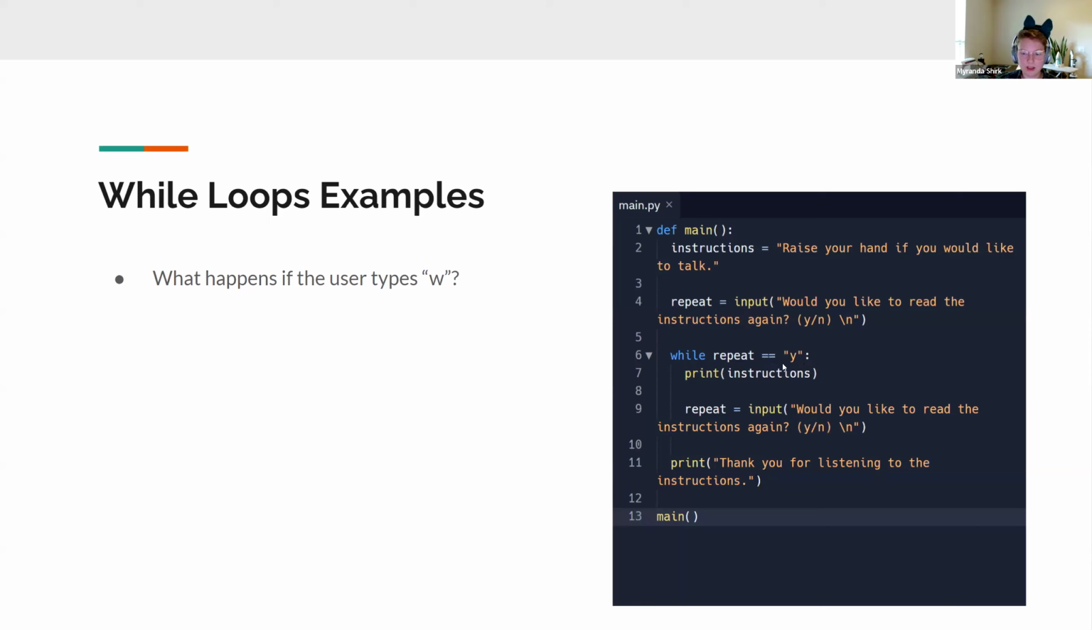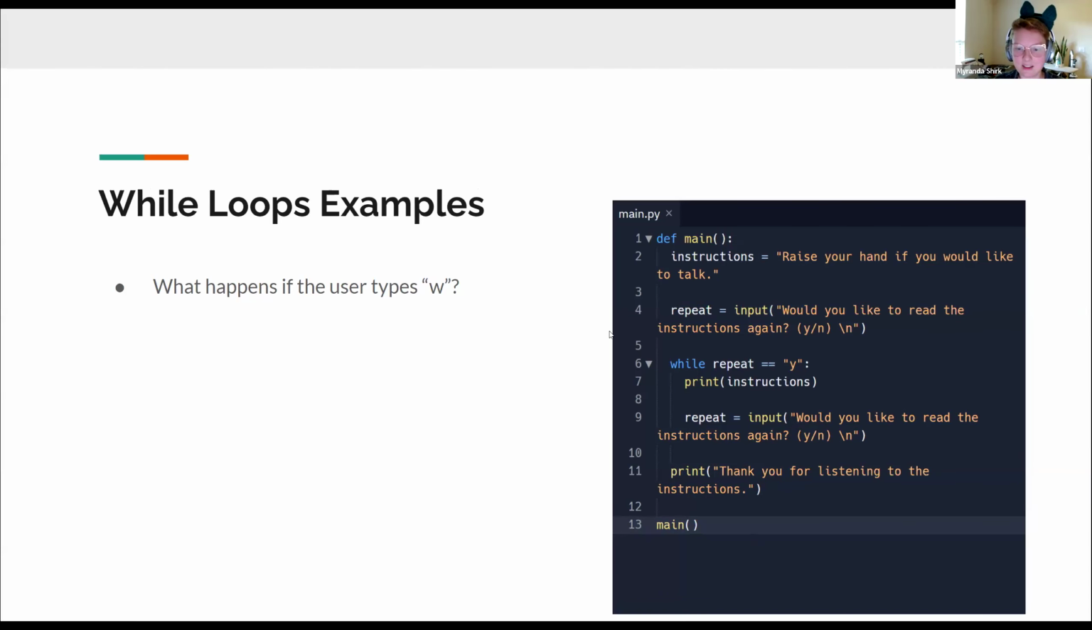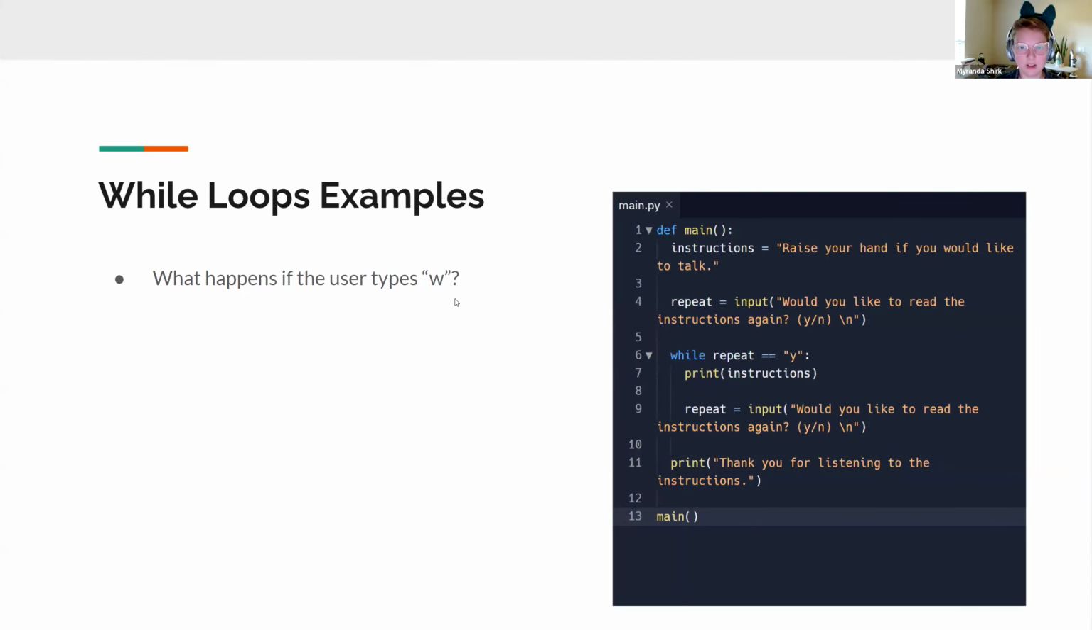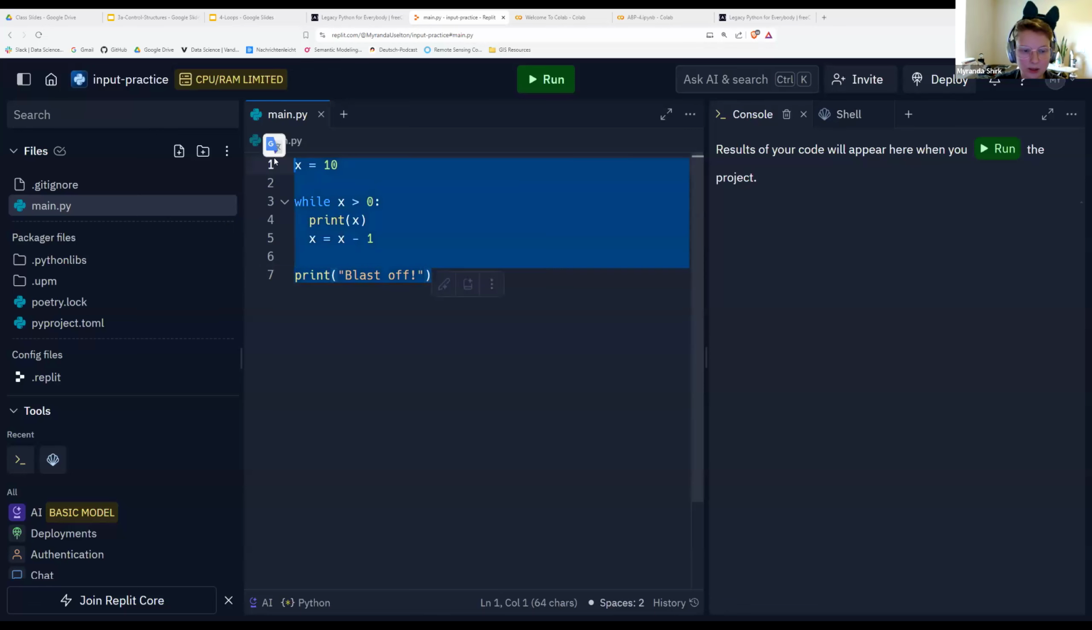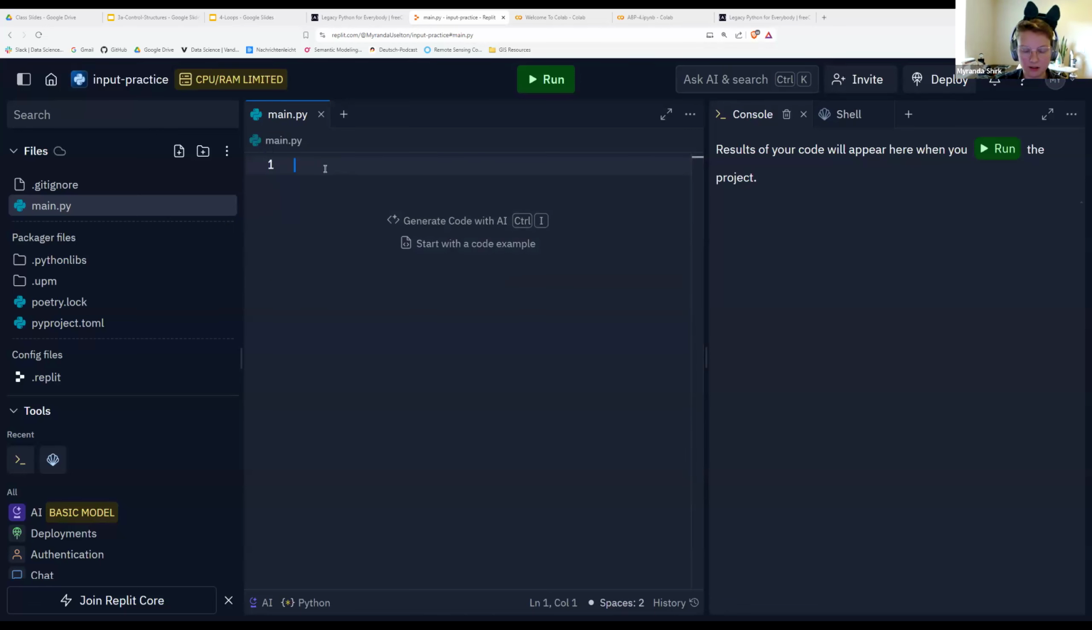So this says while repeat equals y, print the instructions. If repeat never equals y, this condition is never satisfied, and the while loop just doesn't run. So nothing happens. So not an error. Just so you believe me, let's look at it. I'm not going to do that whole thing. All right.